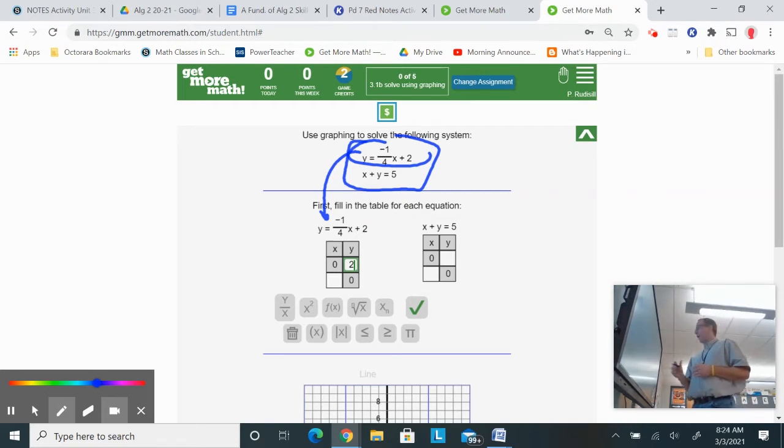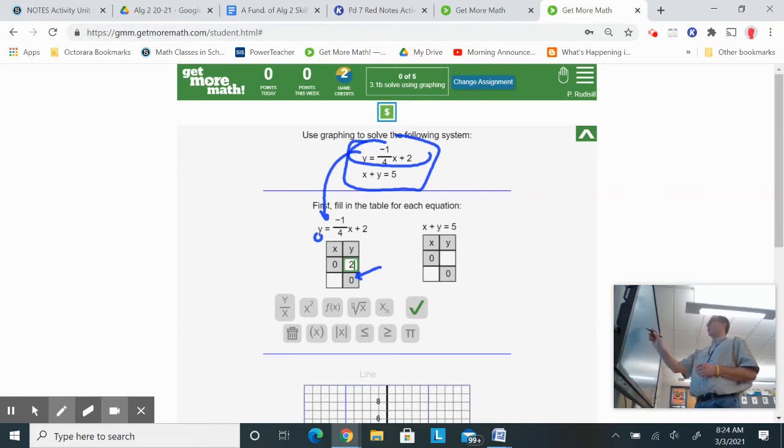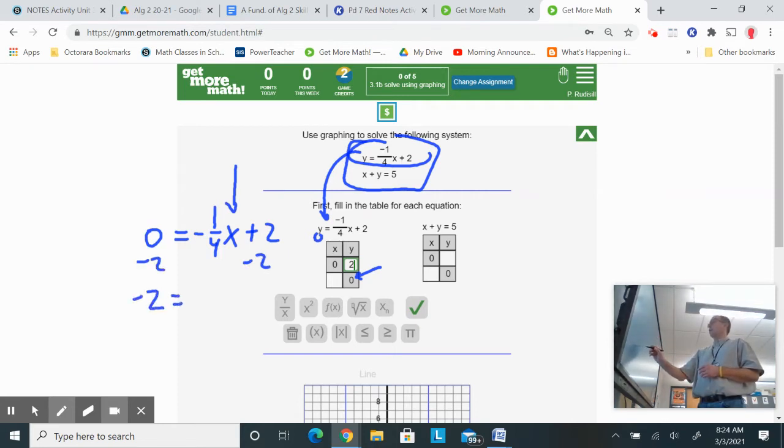The second ordered pair, they have already put in a 0 for the y, so I got to put a 0 in where the y is, and I'm going to move the work over here. So 0 equals negative 1/4 x plus 2. So I got to solve that equation and get x by itself. So I'll subtract 2 on both sides. Negative 2 equals negative 1/4 x. Now to get x by itself, I want to divide by negative 1/4, but I don't want to divide by a fraction if I can avoid it.